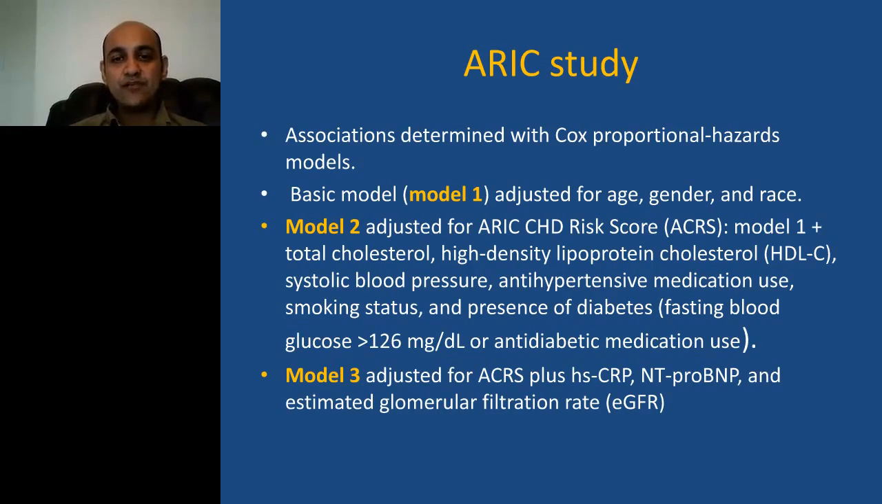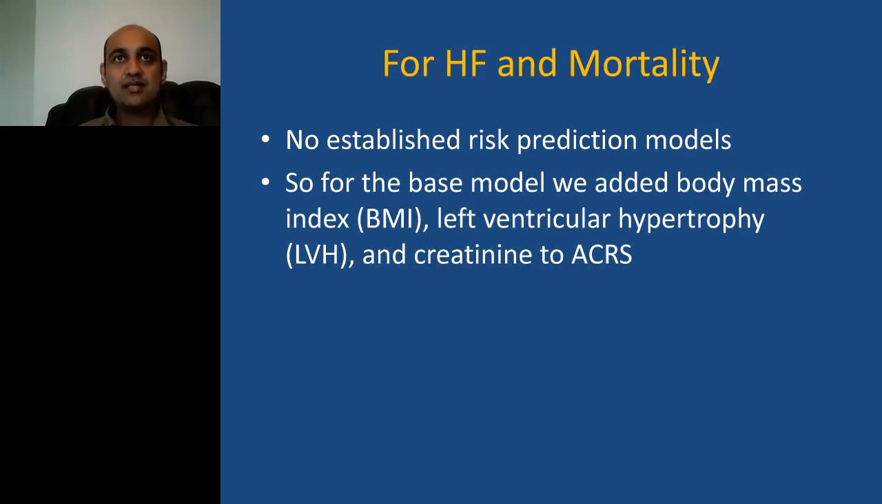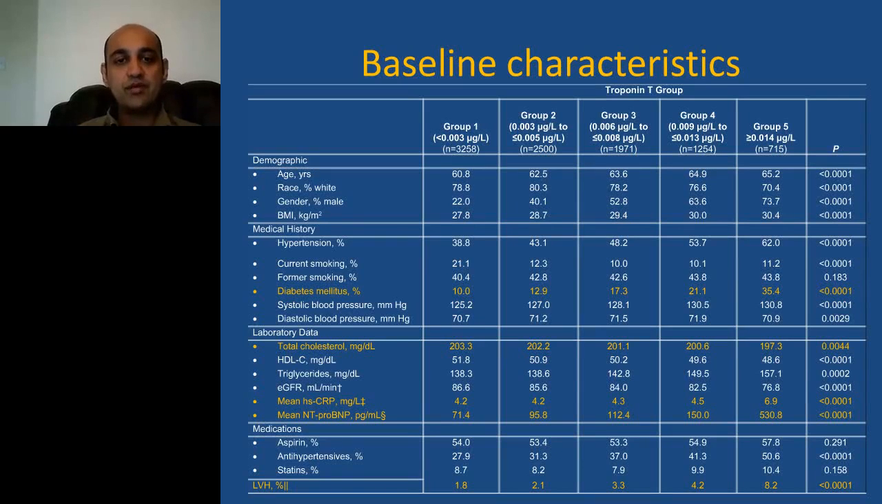In other words, we adjusted for everything that you can think of, potentially associated with heart disease, that we had available. For heart failure and mortality, since there are no established risk prediction models, we used the same model that we had for CHD prediction, but we also added things such as BMI, left ventricular hypertrophy, and creatinine to get a more robust prediction model.